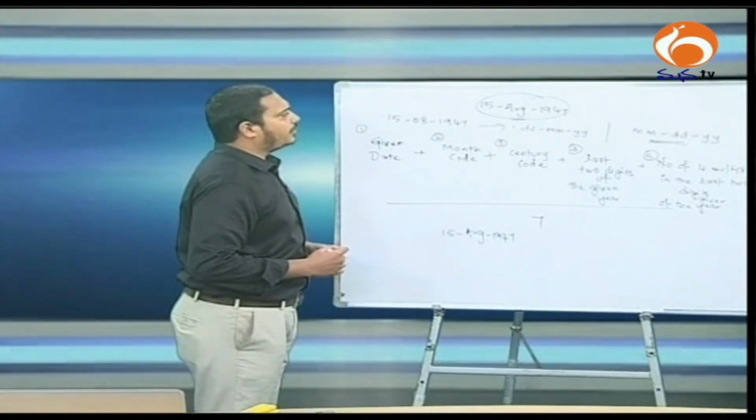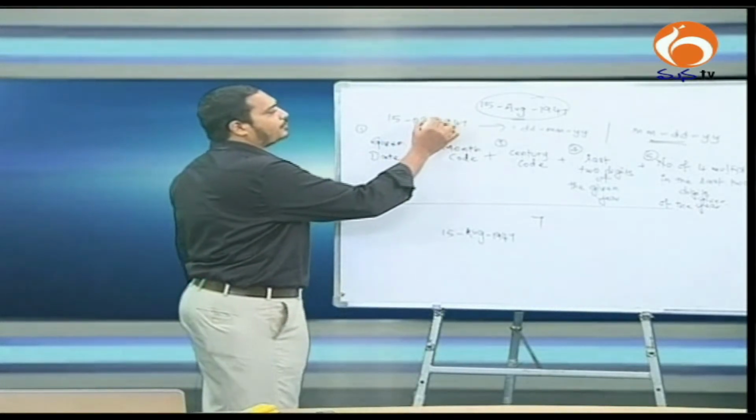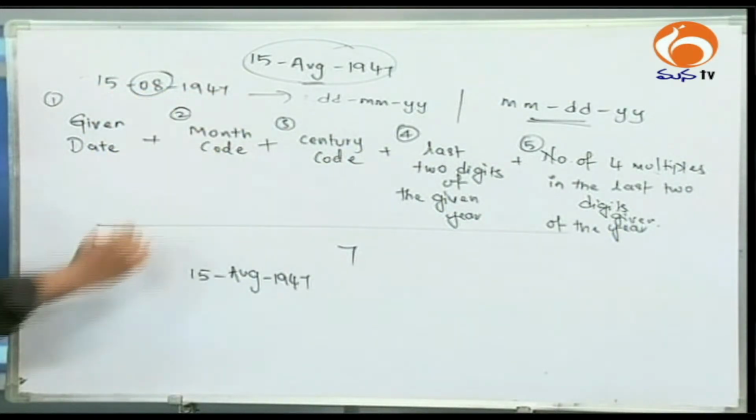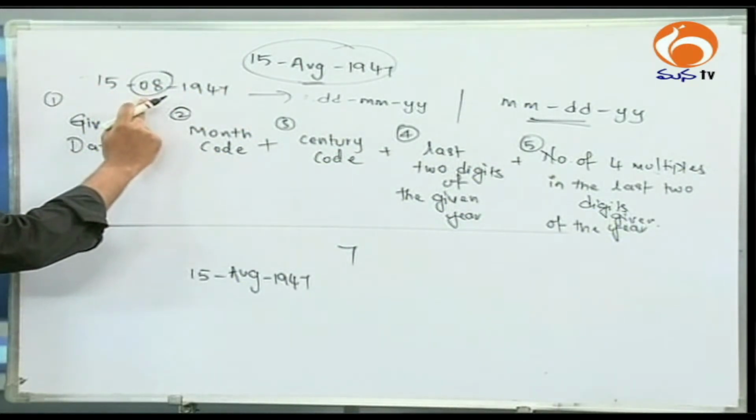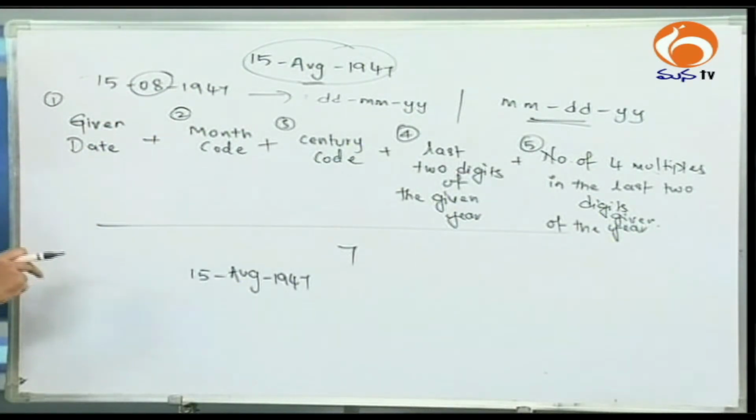Now if I say month code, try to understand. For example, in the exam, 15/08/1947, when asked for the month code, please don't write 08. This is just the month number. Don't do that. We know what the month code is. I have made that clear to you. January it is 0, February it is 3, am I right?